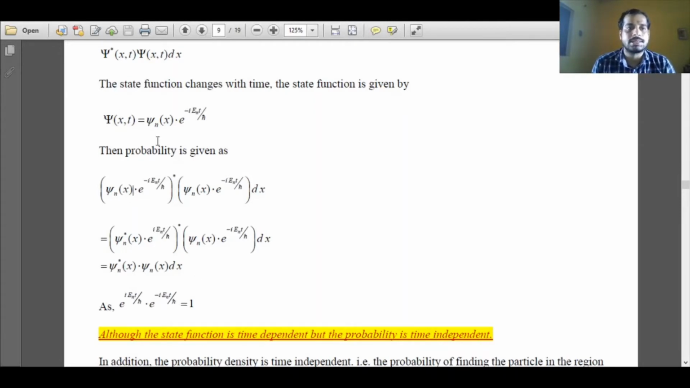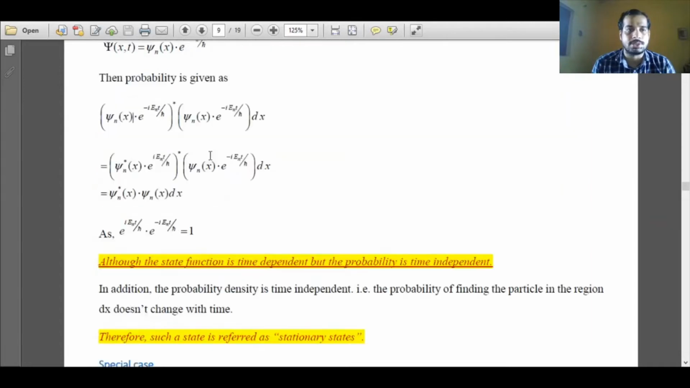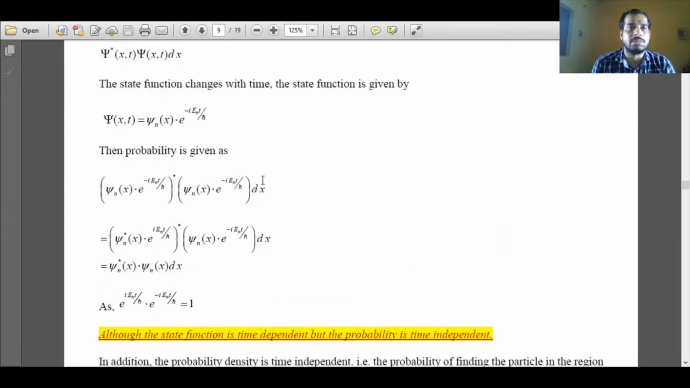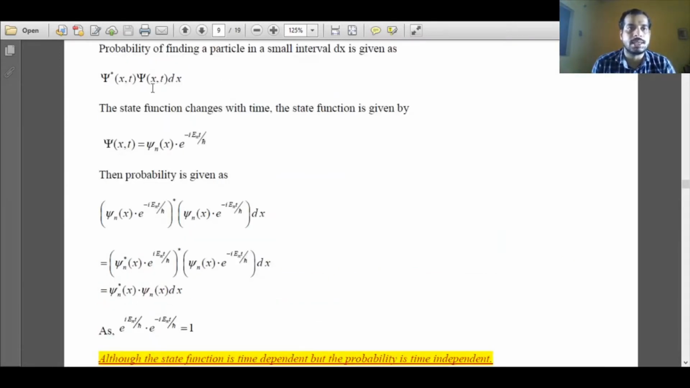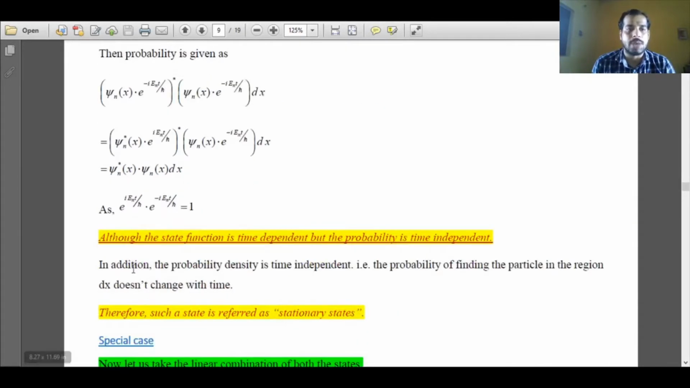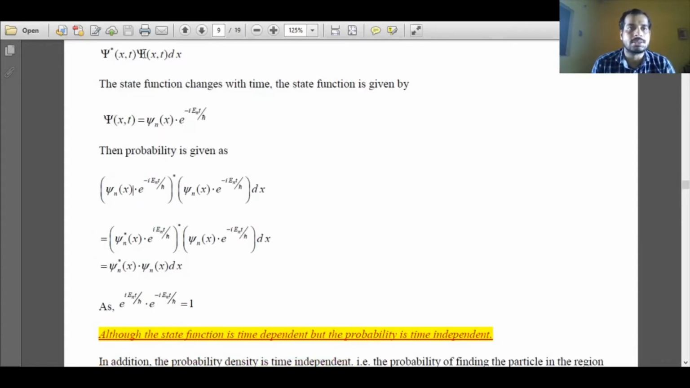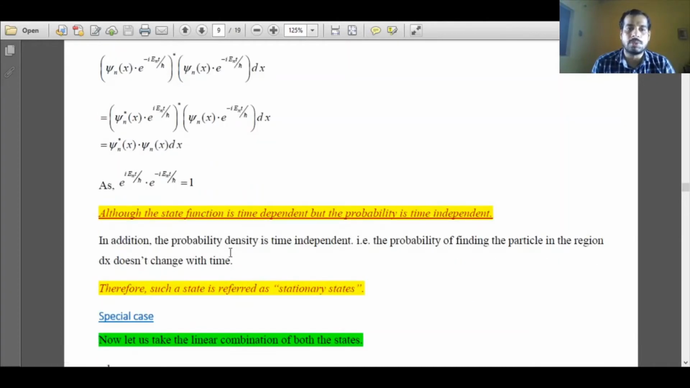So I can say that although the total state function or total wave function is dependent on time, the probability is time independent. Although the state function, that is psi of x,t, is dependent upon time, the probability is independent of time. In addition, the probability density is nothing but psi square, so the probability density will also be independent of time. So the probability of finding the particle in a region dx does not change with respect to time. Therefore such a state is called a stationary state.